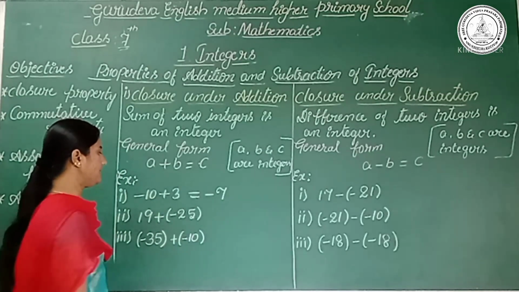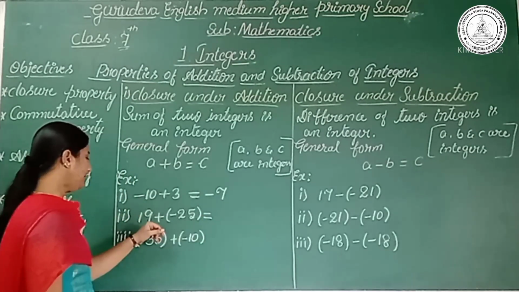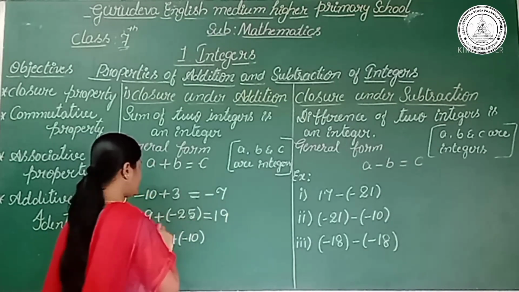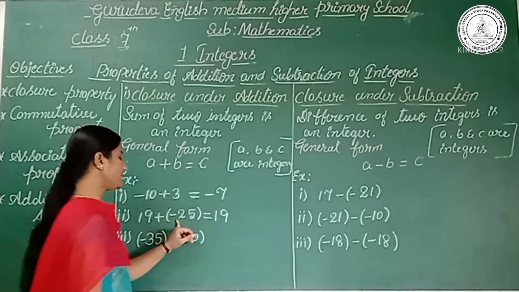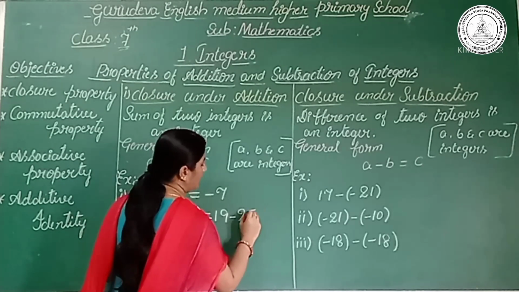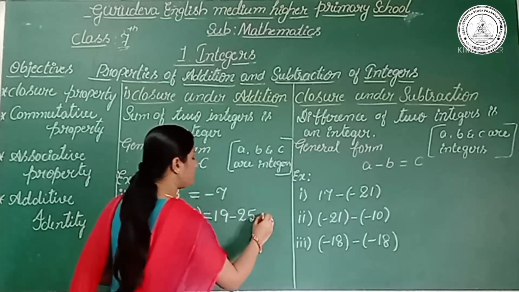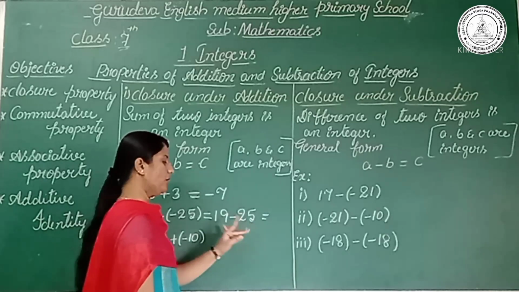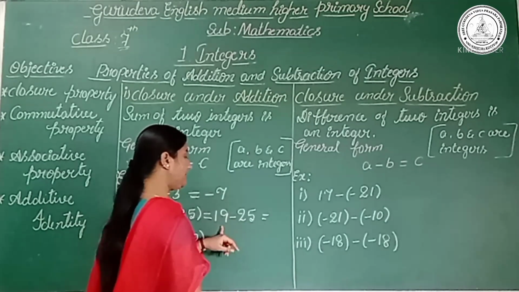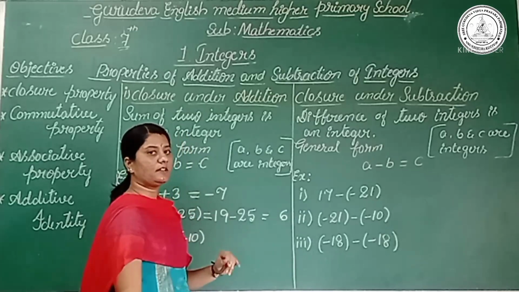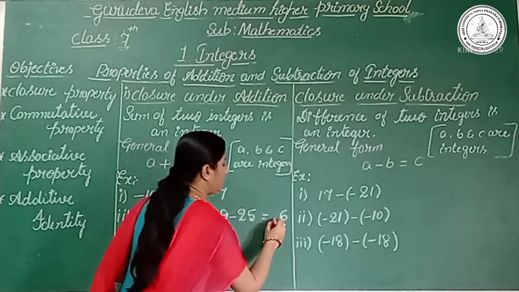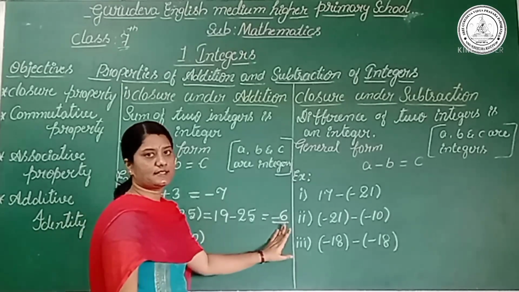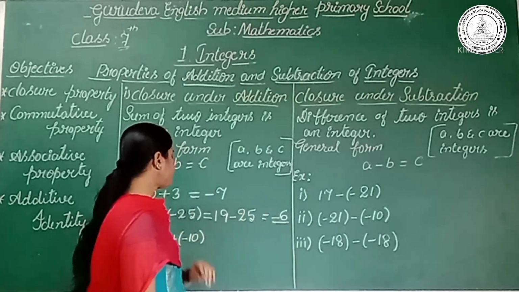Let's see another example. 19 plus minus 25. Plus into minus is minus, so it is 19 plus minus 25. These two numbers, plus 19 and minus 25, have different signs, so we have to subtract. 25 minus 19 is 6. Here the greater number is 25, which has a negative sign, so the answer is a negative number. Minus 6 is also an integer, right?